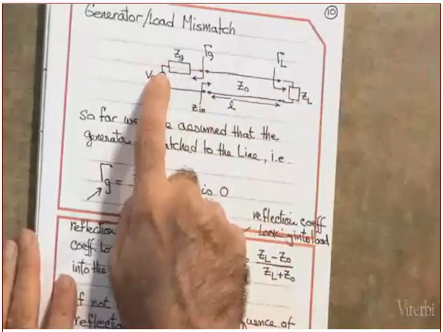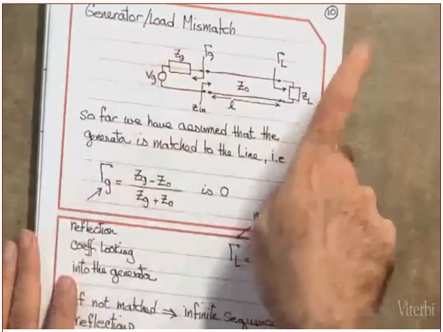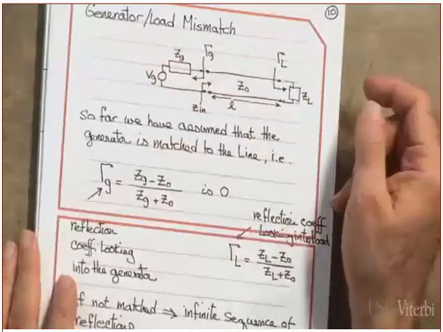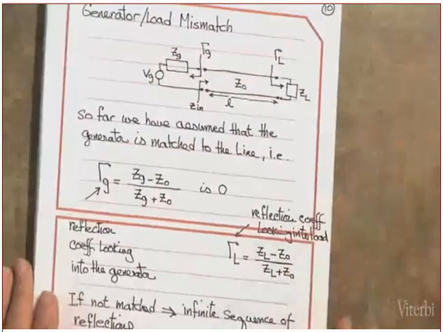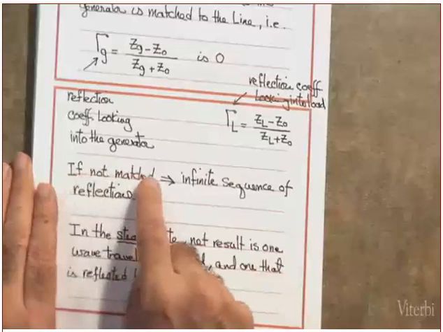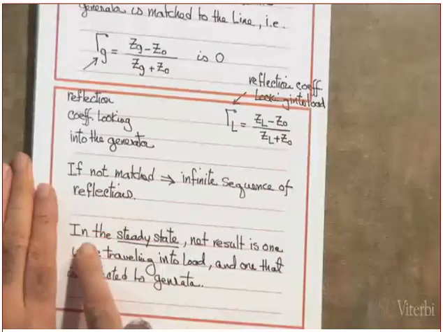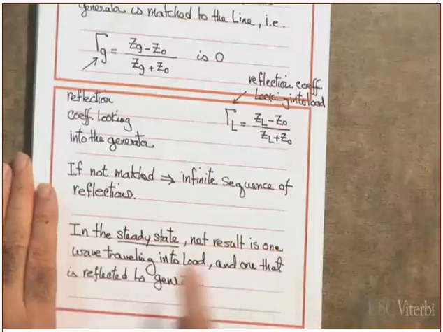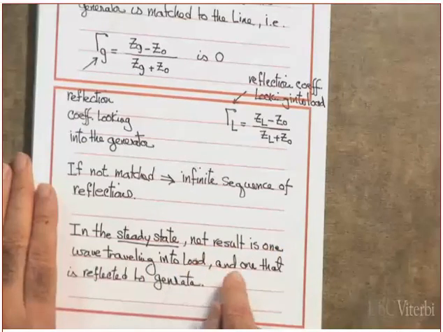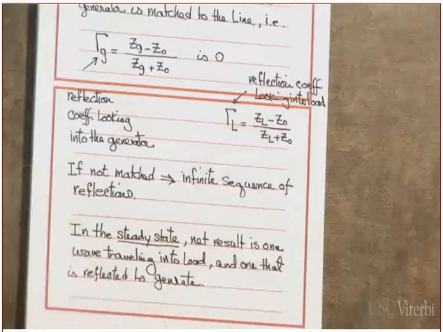If this one is matched to the source, what does it mean? It means there is no reflection from the source side, but there is a reflection from the load side. Did you get my point or not? Okay. And I will make this one clear to you in just a second. So if it is not matched, we are going to have an infinite sequence of reflections. In the steady state, the net result is one wave traveling into the load and one wave that is reflected to the generator.